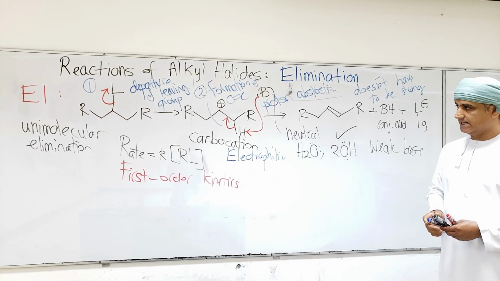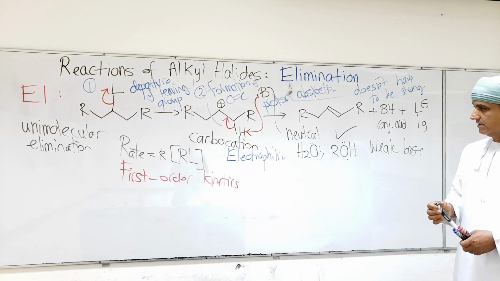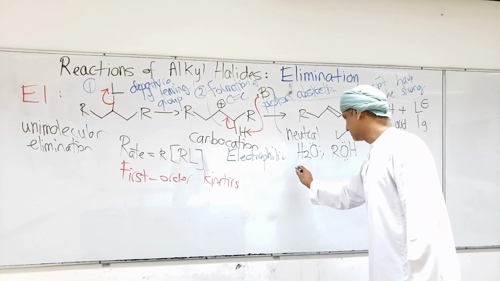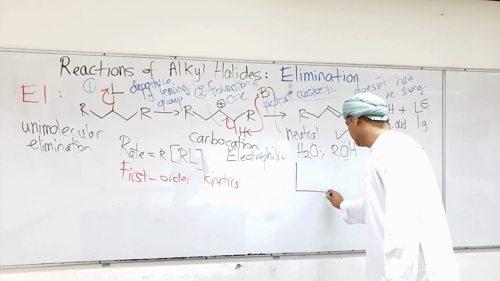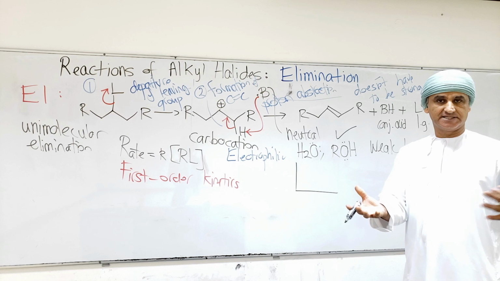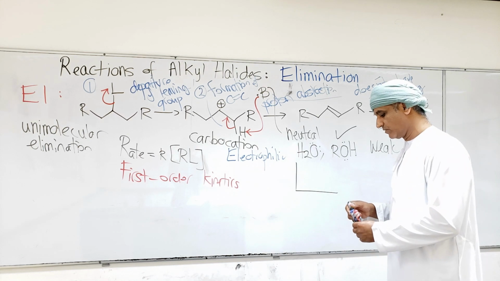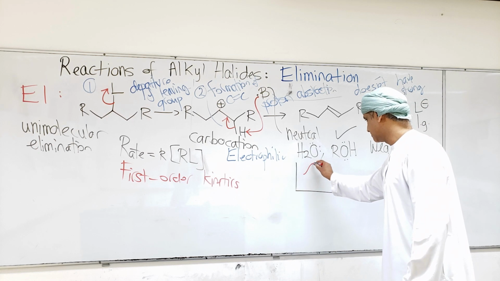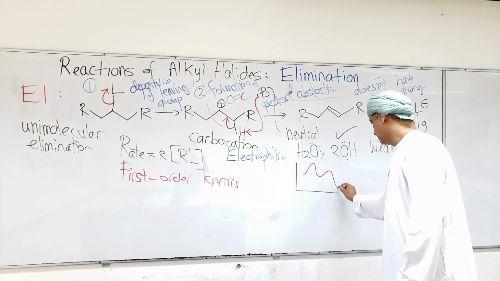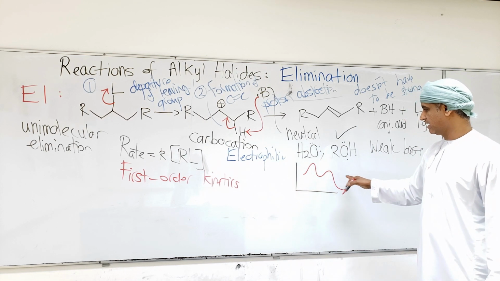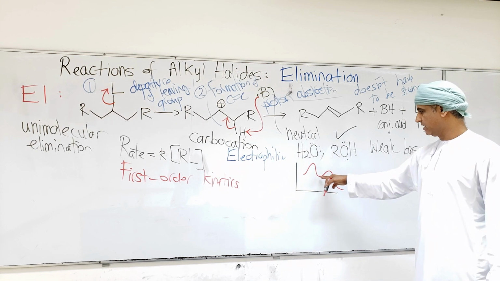It is first order kinetics, and the last piece of information here is the energy diagram. Since there are now intermediates, there should be at least one minimum between the reactants and the product. So an energy diagram for this type of reaction should be something like that. Reactants here, products here, two transition states and one intermediate.